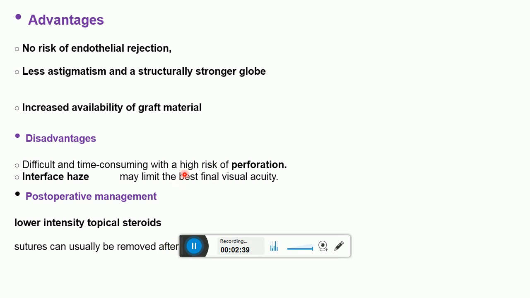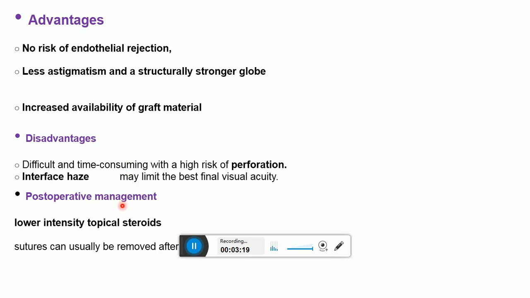The advantages of deep anterior lamellar keratoplasty. There is no risk of endothelial rejection, although epithelial, subepithelial, and stromal rejection may occur. There is less astigmatism and a structurally strong globe compared with penetrating keratoplasty. And the last advantage is increased availability of graft material, since endothelial quality is irrelevant. Disadvantages: it is difficult and time consuming with a high risk of perforation. Interface haze may limit the best final visual acuity.